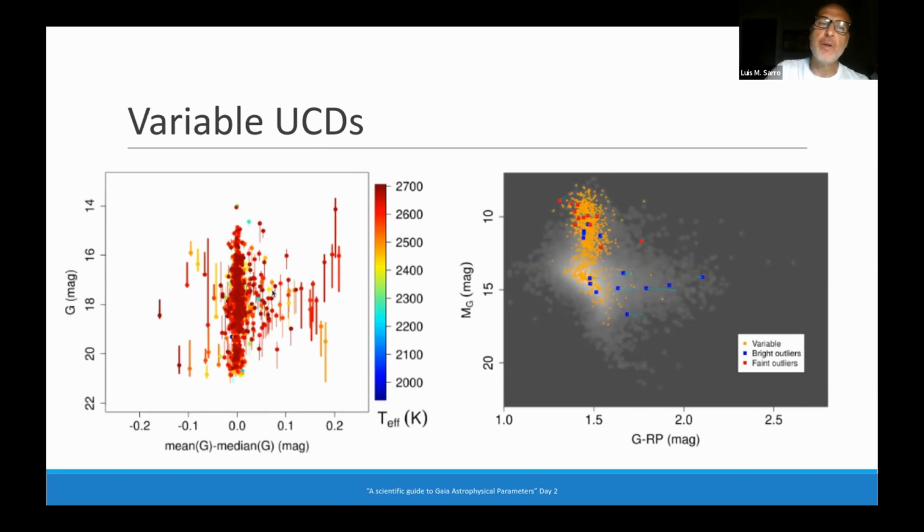If you look on the left, you have the difference between the mean and the median G magnitude, which tells you how asymmetric the light curve is, versus the actual G magnitude measured by Gaia. And you see that most of the sources are aligned with 0, meaning that they have relatively symmetric time series. So you have something which would resemble either random noise or sinusoidal variations. But then you have outliers to the left and to the right. The vertical bars show you the range of G magnitudes in the time series, and the circles mark the median.